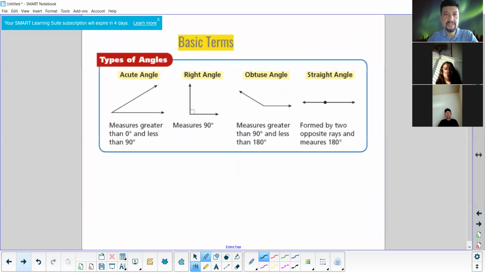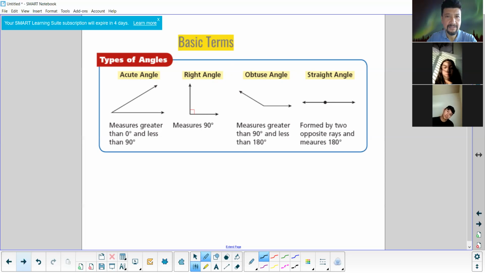All right, good. Now you notice how these are the actual definitions. So when you're viewing at home, I would like for you to go ahead and write these down. Celeste, why don't you go ahead and read them out? Types of angles. Acute angle measures greater than 0 degrees and less than 90 degrees. Right angle measures 90 degrees. Obtuse angle measures greater than 90 degrees and less than 180 degrees. Straight angle is formed by two opposite rays and measures 180 degrees.